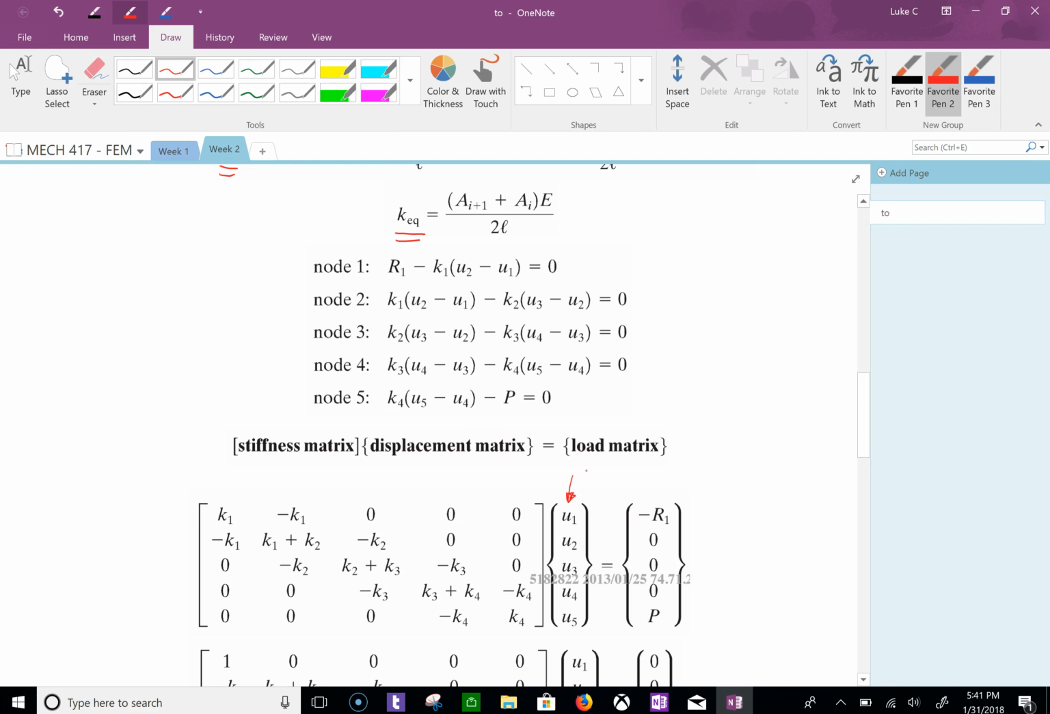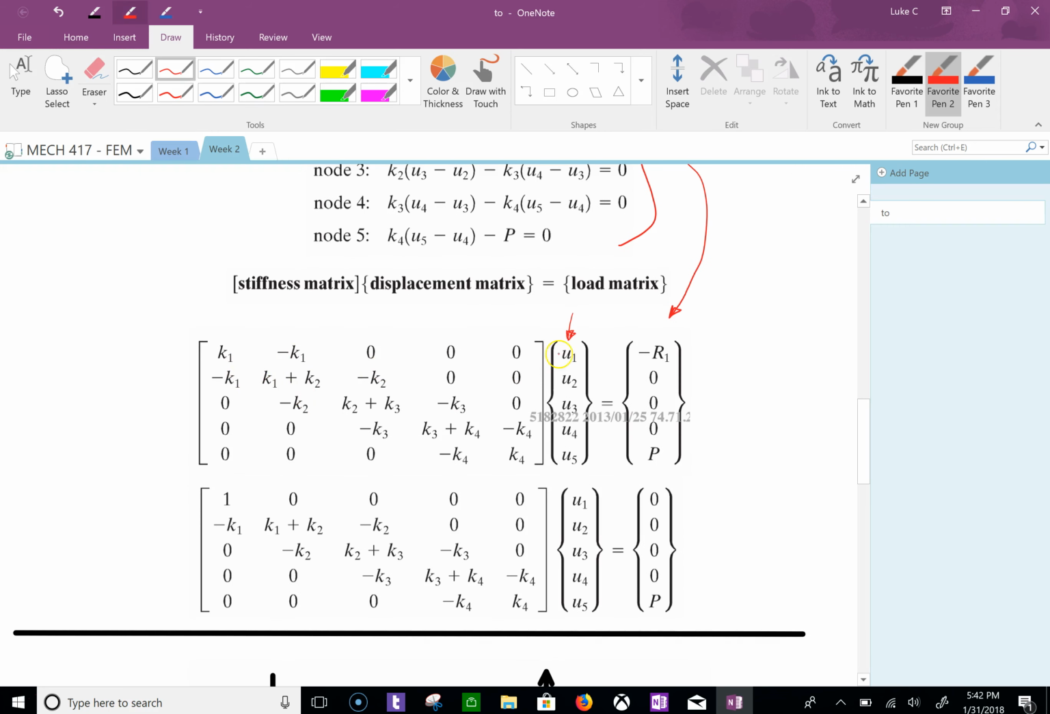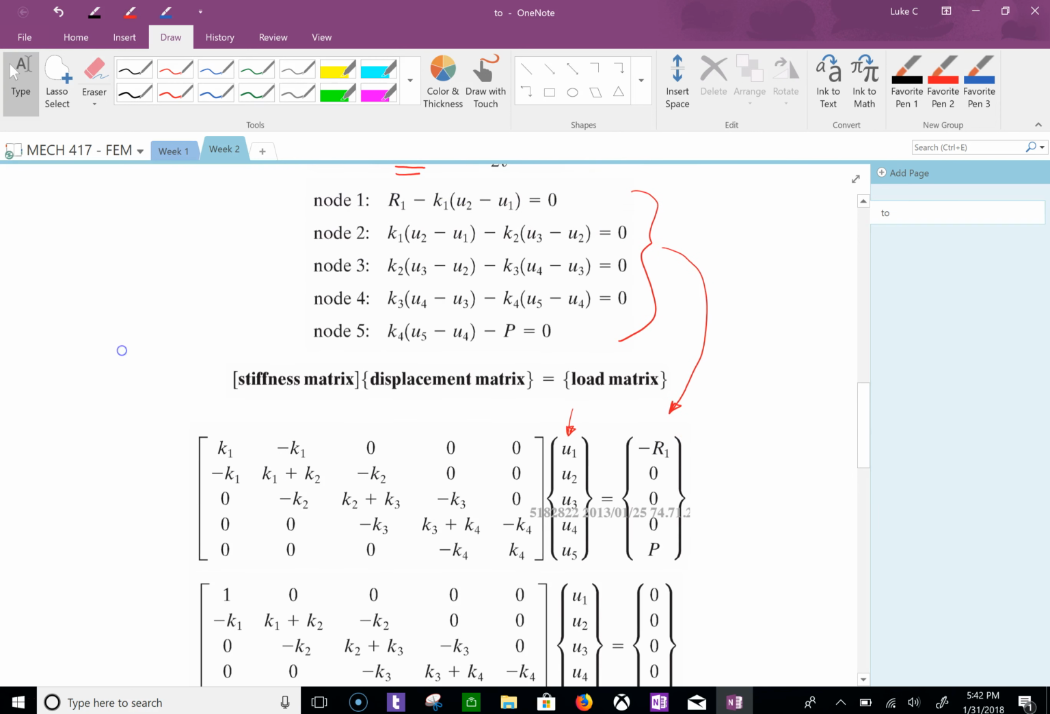Okay, so we have our stiffness times our displacement equals our load matrix. So what you need to do is these equations here, you're going to split apart so you get this matrix. All right, and when you multiply the top row to these sections here, it equals R1. That's why if you look here, this equation here comes from this first row times these, it equals that. All right, so I'm just going to backtrack.